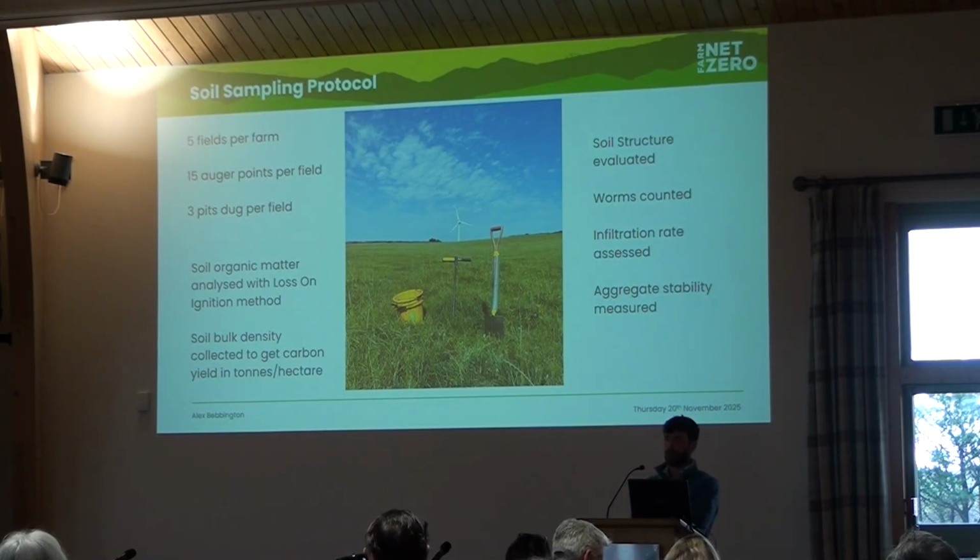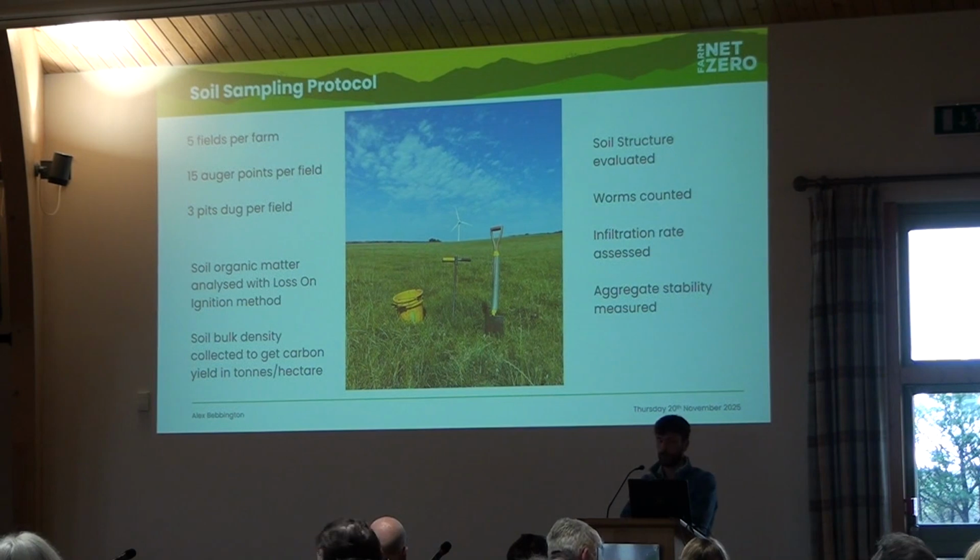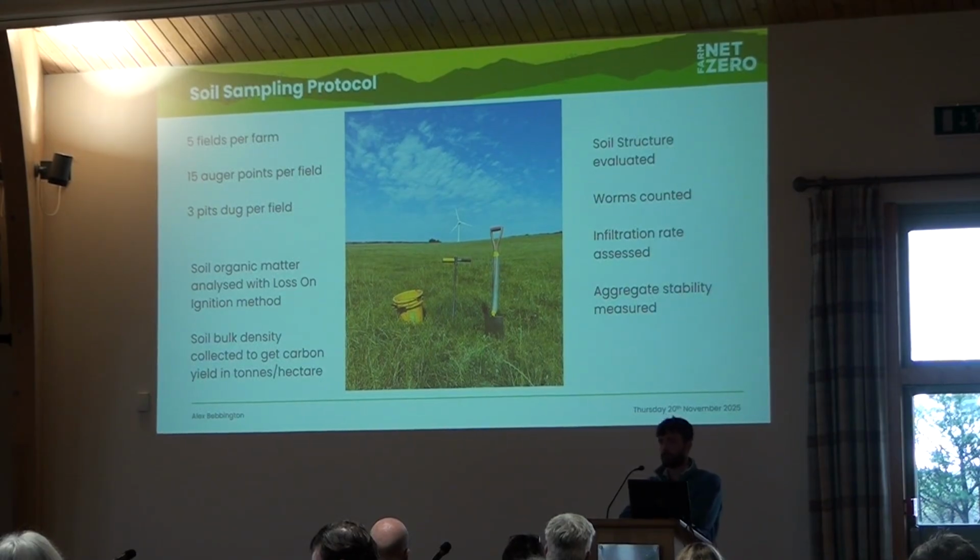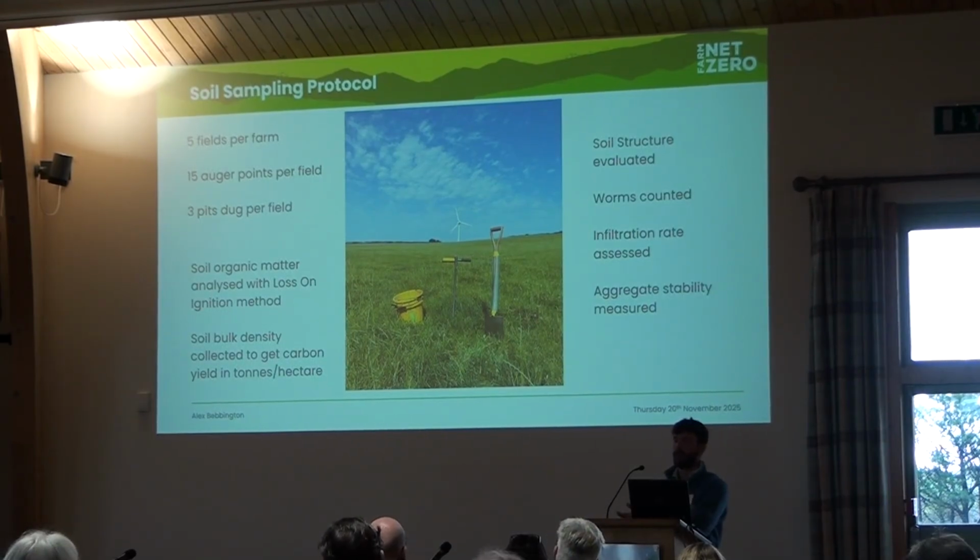At the same time, we're collecting soil bulk density to allow us to convert the organic matter into tonnes of carbon, so we can compare the tonnes of carbon on the farm against tonnes of carbon emitted from farming activities. Whilst we're doing those Ws, we are also collecting soil health measures, so soil structure, worm counts, infiltration rates, and aggregate stability, so we have an idea of how healthy the fields are over the course of the project. So what does that look like?